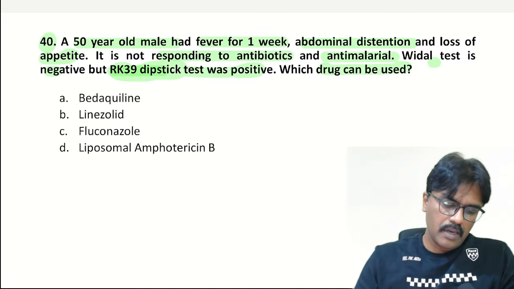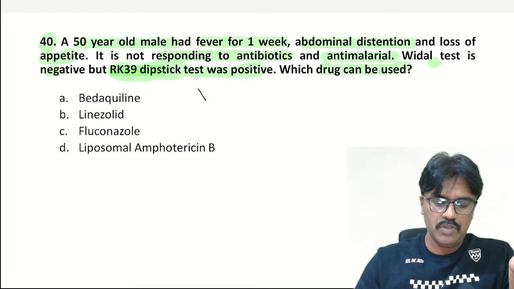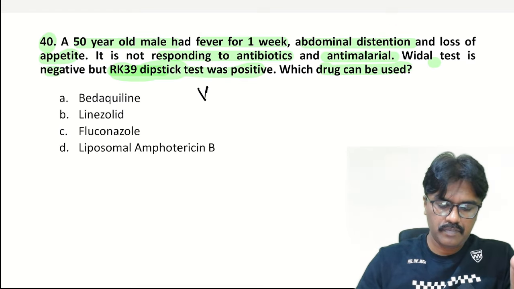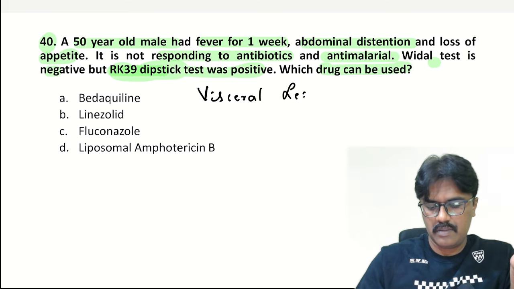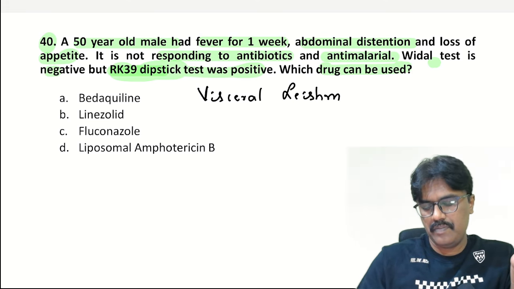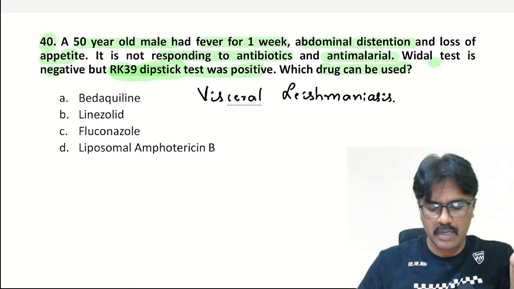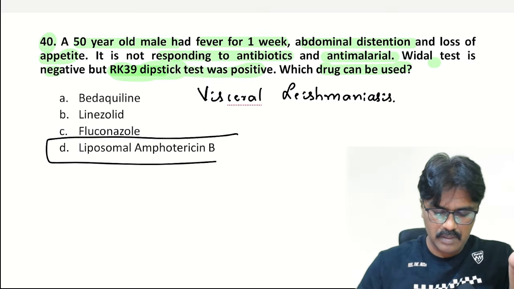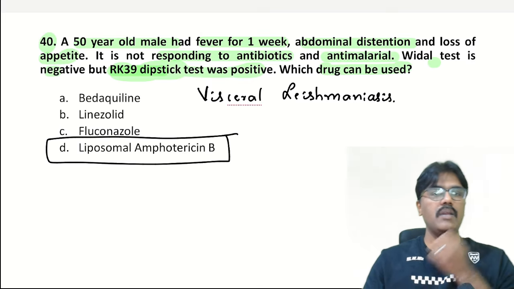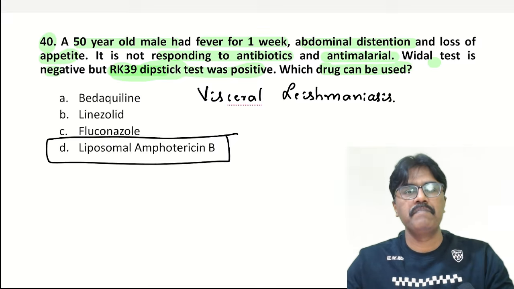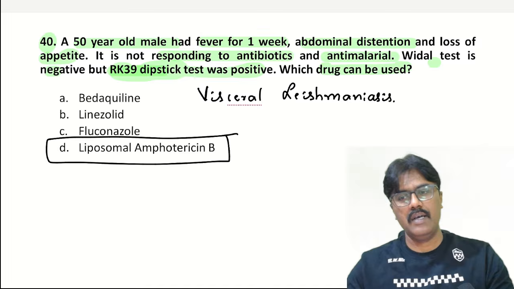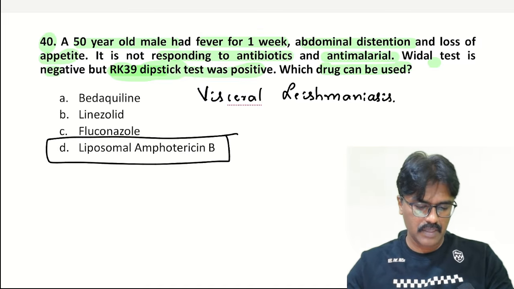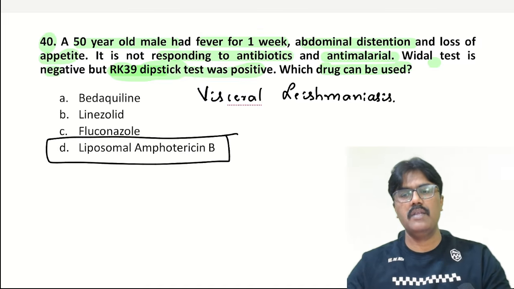Where do you see RK39 dipstick positive? You see it in visceral leishmaniasis, also called as kala-azar. What is the drug of choice for kala-azar? The answer is liposomal amphotericin B. That is the answer. So this is how they integrate from micro and ask the pharma question. The answer is liposomal amphotericin B.